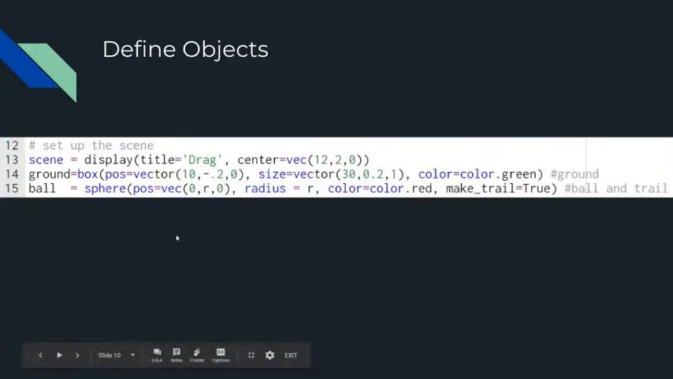So defining all the objects in our simulation with drag, again very similar to that of the simulation without drag. A few minor differences. Our camera is centered differently because the projectile travels significantly less far. And then we just changed the color of our projectile and our ground.